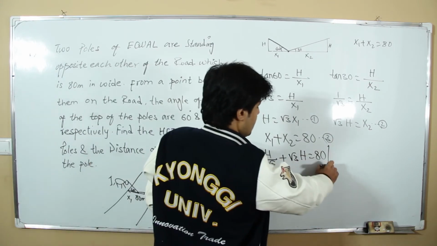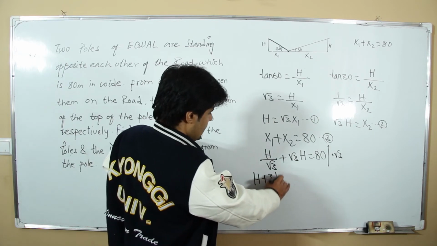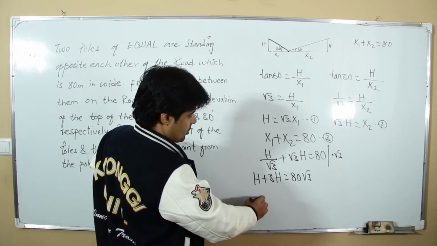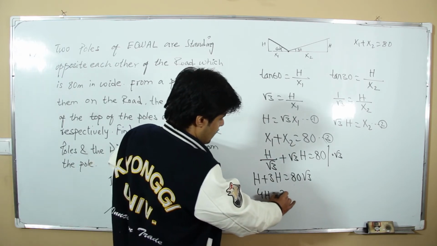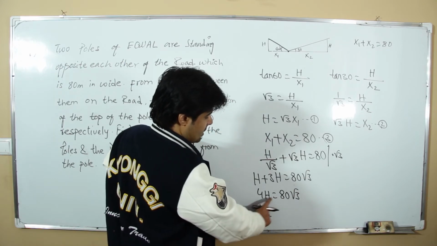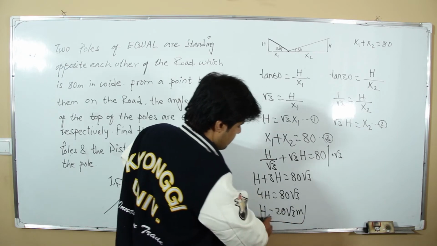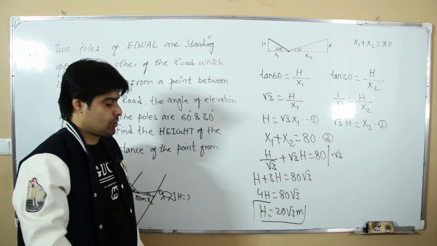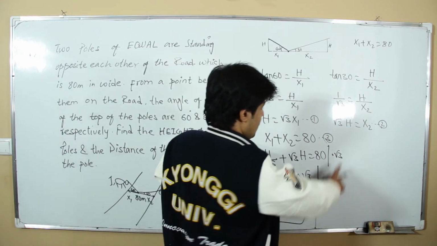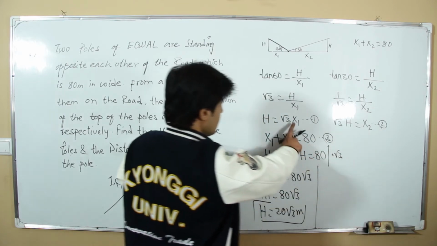Now multiply both sides by root 3. You will have h plus 3h is 80 root 3. 3h with 1h, it's 4h is equal to 80 root 3. h is 80 divided by 4, 20 root 3 meters. This is your h. Now you can put it instead of h here and you will find x2, and also you can find x1.